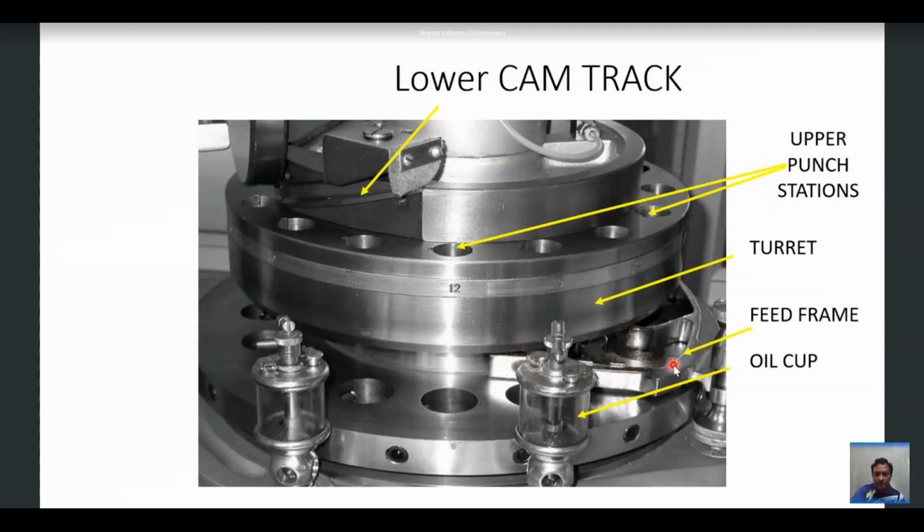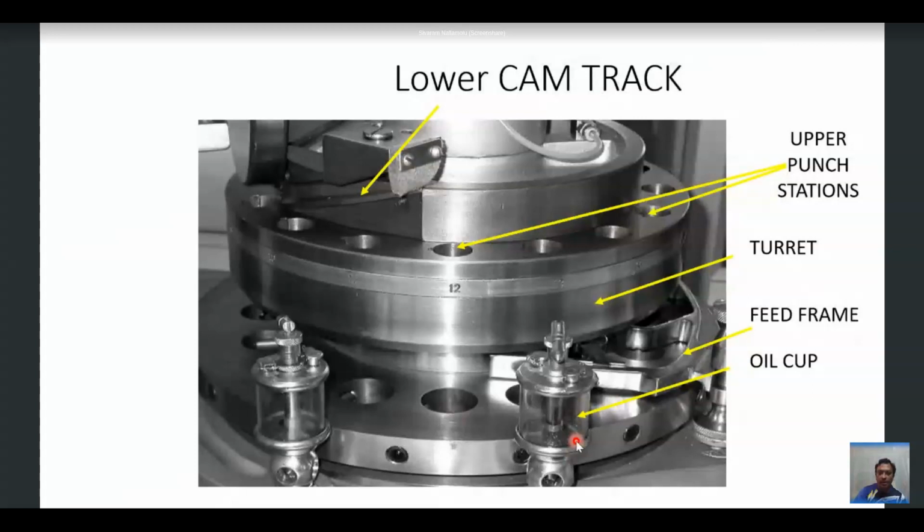And can you see here? These two are the oil cups, which are filled with oil, and they give subsequent lubrication while the tablet machine is in the manufacturing process or in the operating process.